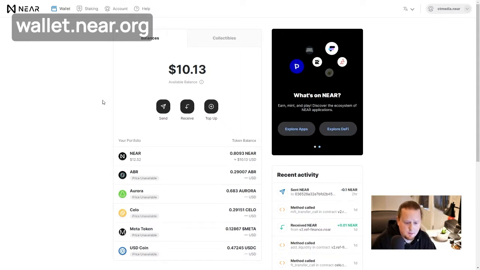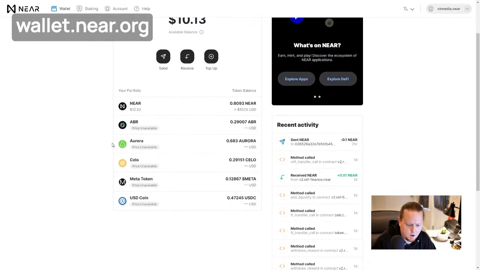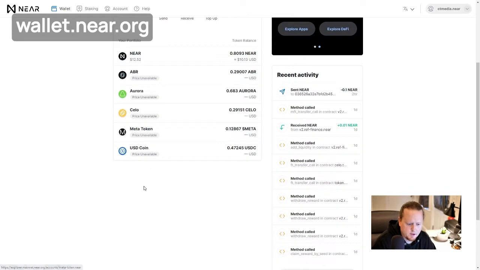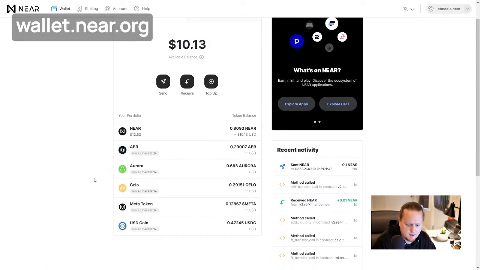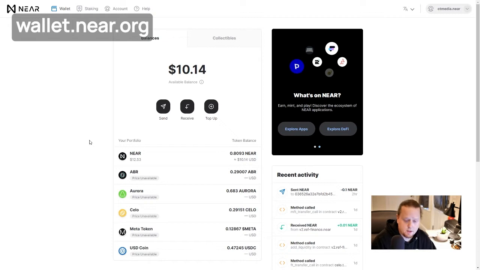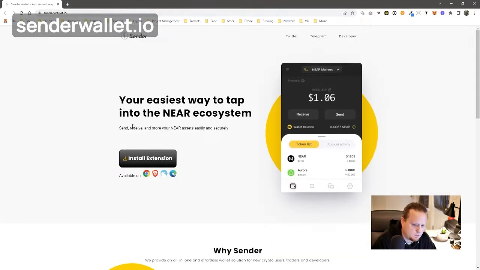Up until recently, besides MetaMask, this was really the only way to hold Near in a native wallet. You can also hold various other tokens such as AllBridge, AURORA, CELO, MetaToken, USDT, USDC, etc. In order to start your Near wallet, you will need 0.1 Near. And you can purchase Near through MoonPay on Trust Wallet, or you can purchase it through KuCoin, or probably some of the other various centralized exchanges out there.